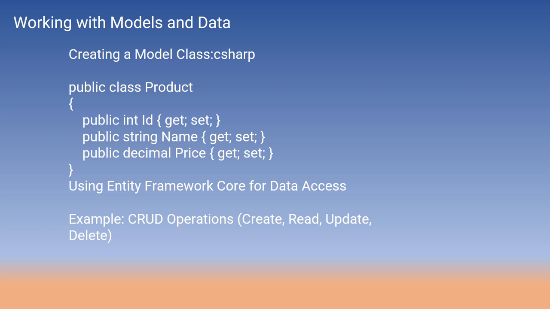Now, let us create a simple CRUD API. We will define a Product model and build a Product controller. This controller will have endpoints for retrieving all products and adding new products. We can test our API using Swagger or Postman.